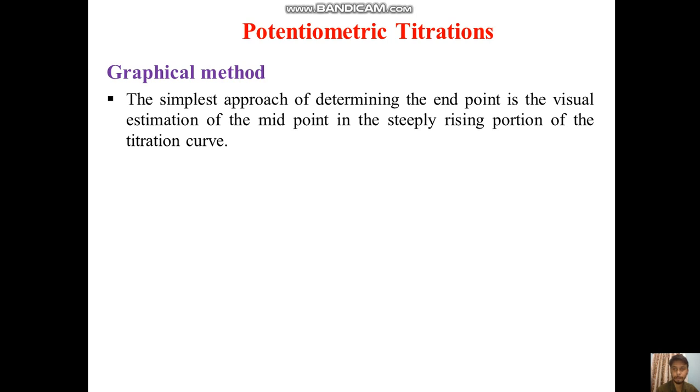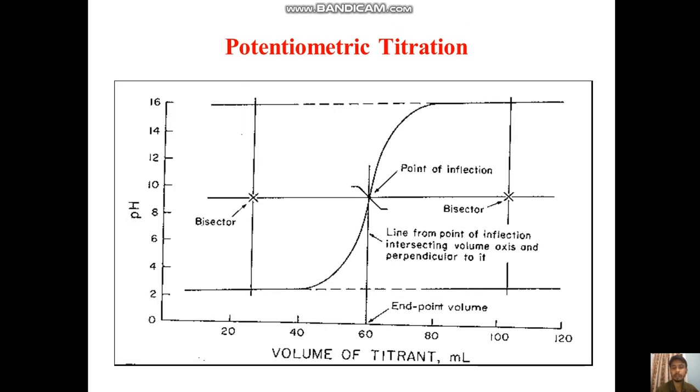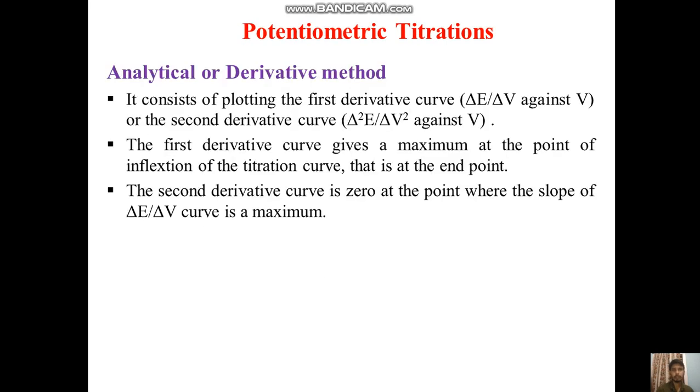The simplest approach of determining the endpoint is the visual estimation of the midpoint in the steeply rising portion of the titration curve. Here you can see this point of inflection. The point of inflection will be the endpoint volume. Here you can see the line from the point of inflection intersecting the volume axis and perpendicular to it, so we can determine the endpoint from there. In the left y-axis you can see the pH, and volume of titrant in the x-axis.